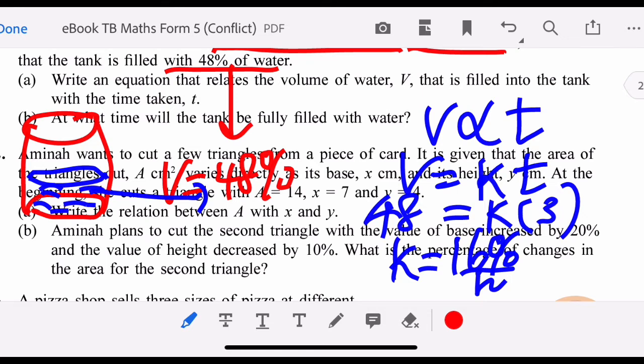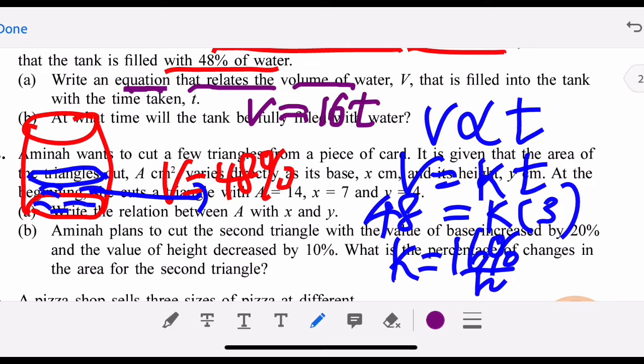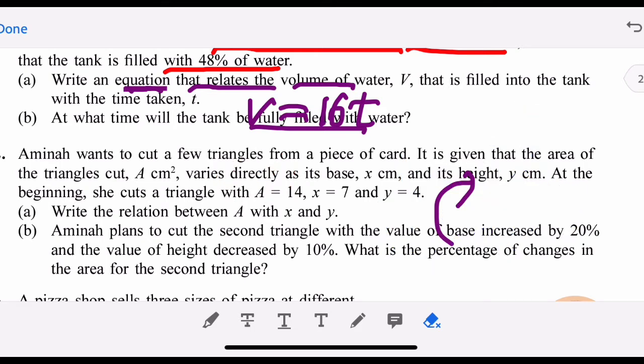So how you are going to write the answer for A: let's write the answer properly. The answer is to write an equation that relates the volume that is filled into the tank with the time. So it's V = 16T. That means you have to substitute 16 into here. This is the relationship for the time and the volume. After that we need to solve for part B.